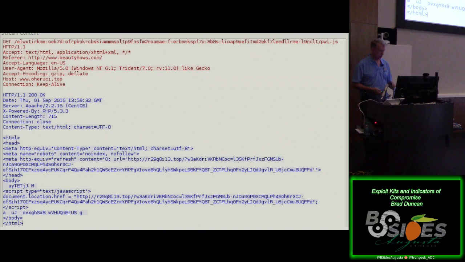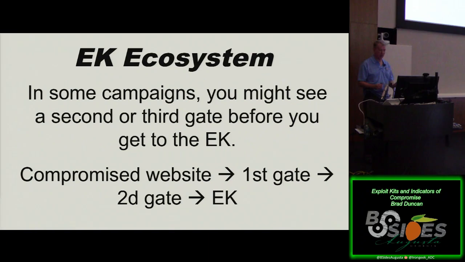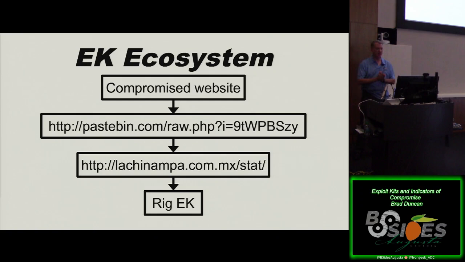It's kind of hard to see here. So here's the script that is returned. Now that gate is opened up outside the viewable frame of the user. In some campaigns, you might see a second or a third gate before you get to the exploit kit. And a lot of times, here's an example, you can see Pastebin is being used as a gate before you get to the second gate.